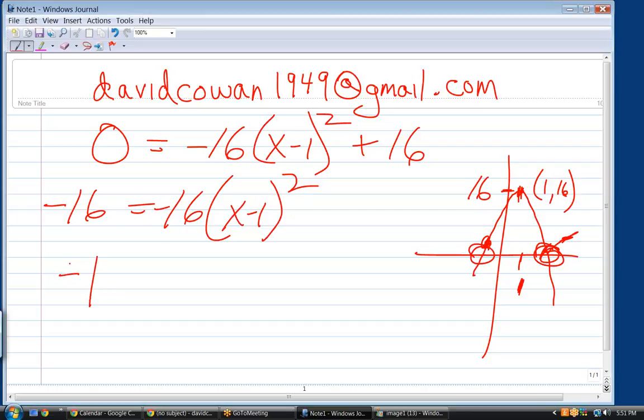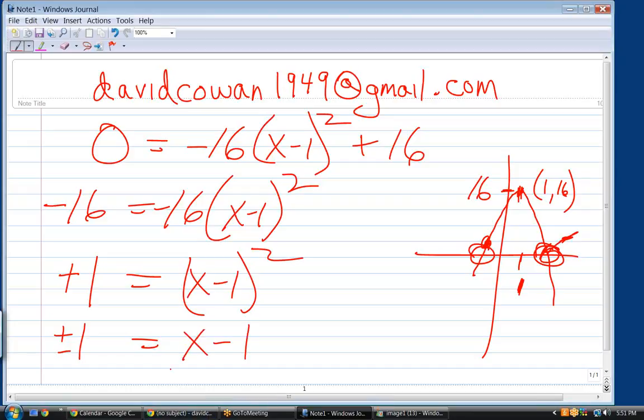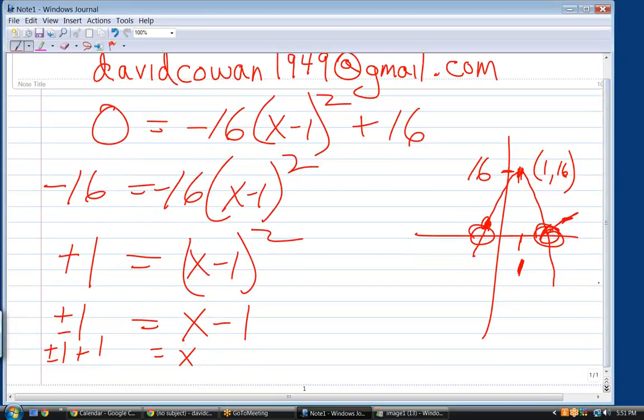Plus 1 equals x minus 1 squared. Take the square root of both sides. You get plus or minus 1 equals x minus 1. And finally, x is equal to plus or minus 1 plus 1. Now, if you find all that confusing, I'd be happy to go through all of this algebra. But this algebra should be fairly straightforward.